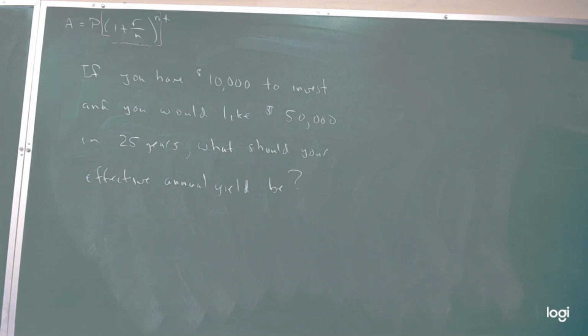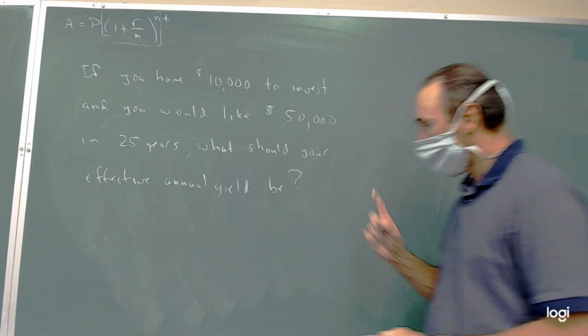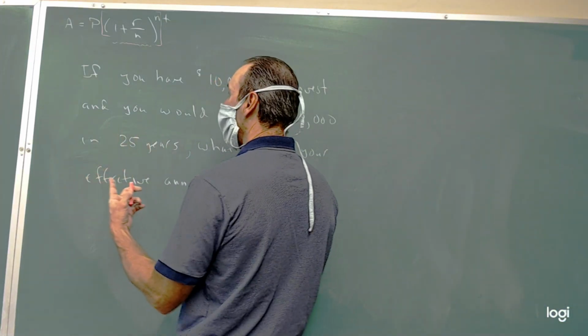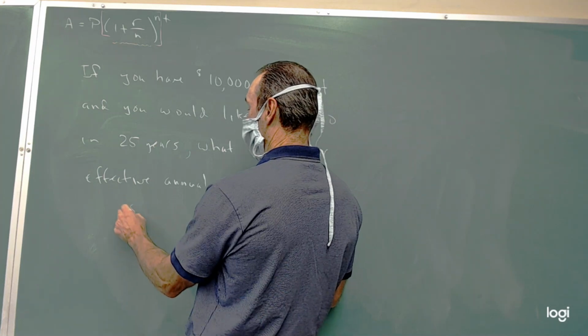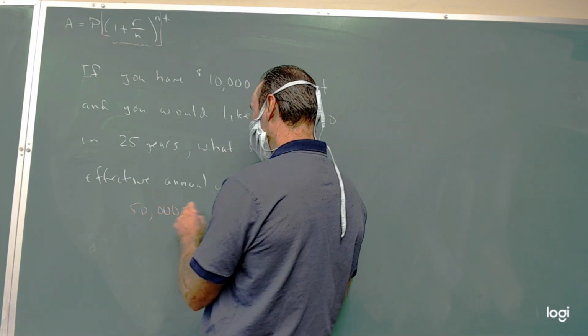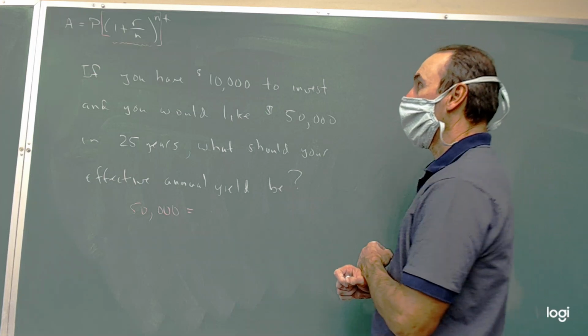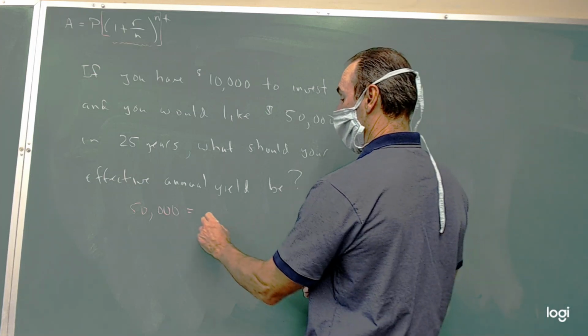Are we looking for the entire, like... That's a great question. I think I know what you're going for. So let's see what we know and what we don't know. So what are we going to plug into the A? 50,000? Yeah, that's the 50,000. That's the amount we want to have at the end of all of this. And the P is going to be 10,000.